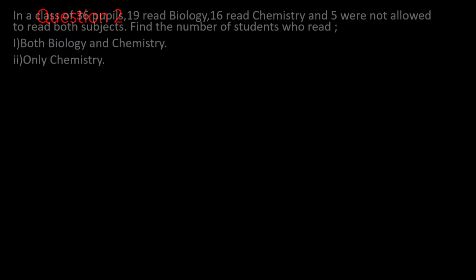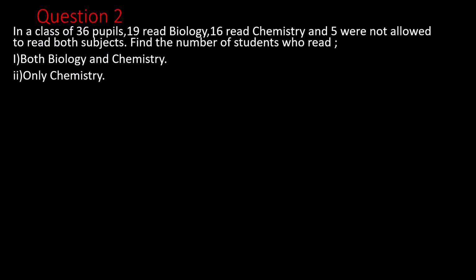So that's our first question. Let's come to our question 2. The question 2, I'll let you solve it at your leisure time, then you post it on the comment section of this channel. So in a class of 36 pupils, 19 read biology, 16 read chemistry, and 5 were not allowed to read both subjects. Find the number of students who read I, both biology and chemistry, II, only chemistry.